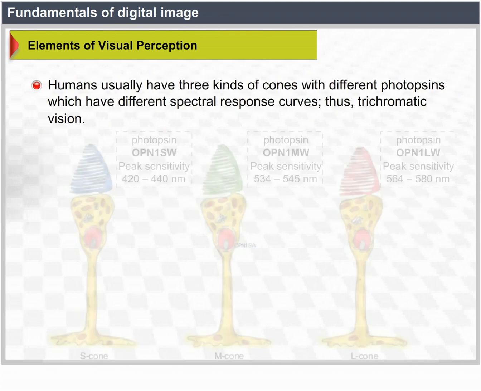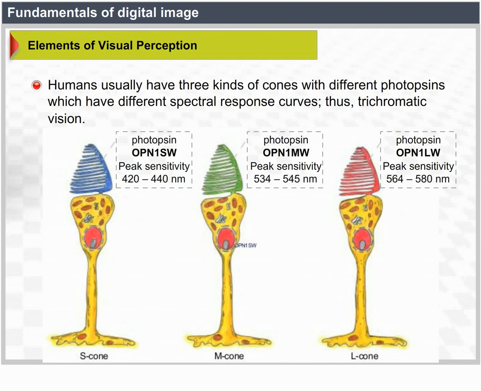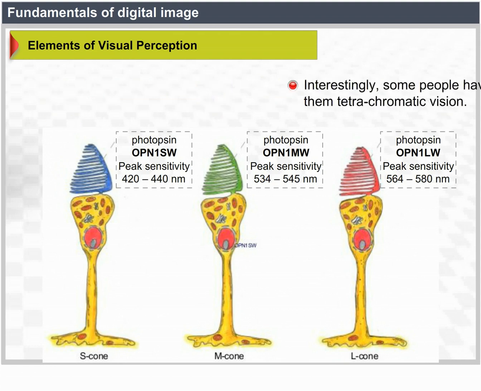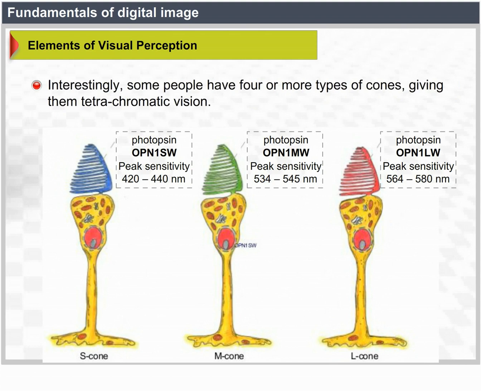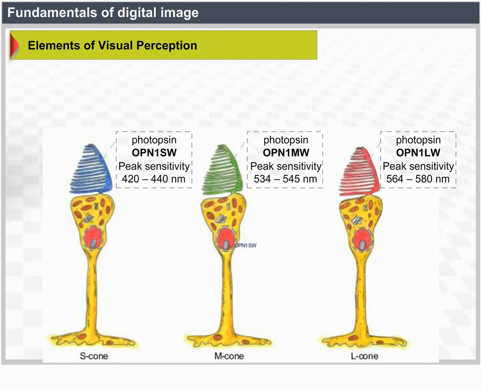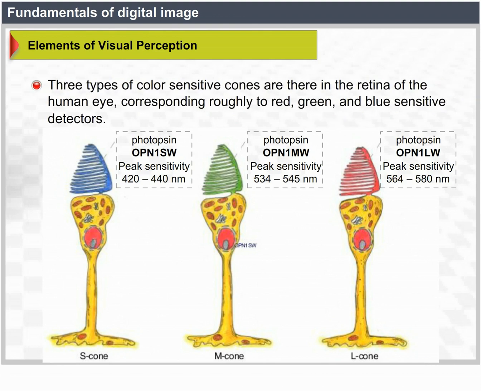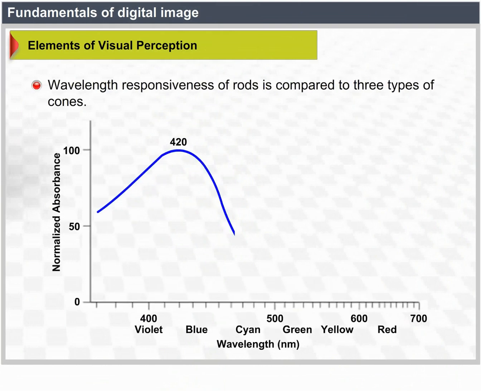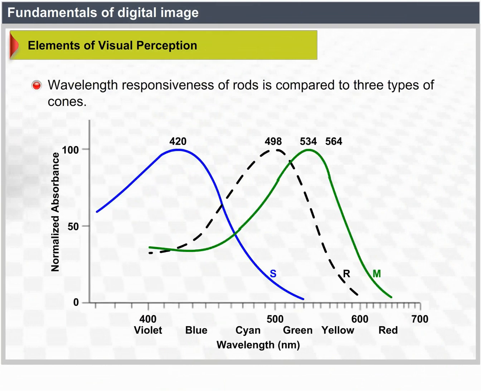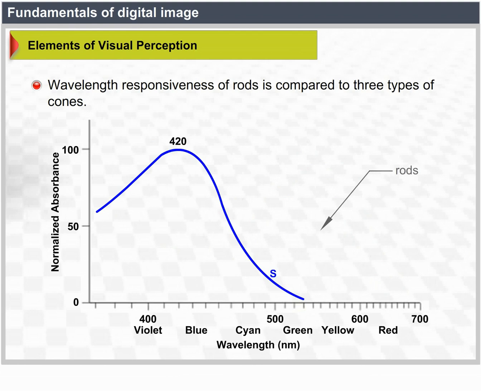Humans usually have three kinds of cones with different photopsins, which have different spectral response curves, resulting in trichromatic vision. Interestingly, some people have four or more types of cones, giving them tetrachromatic vision. Three types of color-sensitive cones are there in the retina of the human eye, corresponding roughly to red, green, and blue sensitive detectors. Wavelength responsiveness of rods compared to that of the three types of cones. The dashed gray curve is for rods.